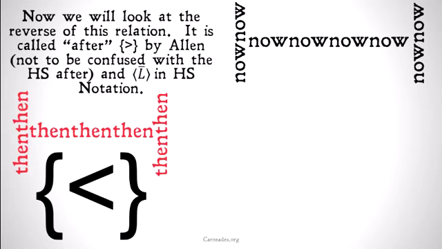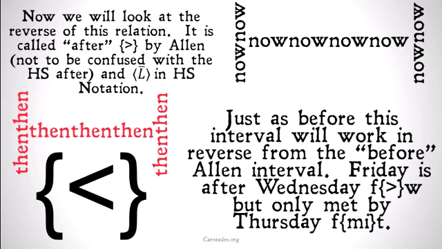Now, just as we had the reverse of after, we are going to have the reverse of that relation. This is actually going to be called after by Allen relations, not to be confused with the after that we looked at previously in HS notation. This is the problem with having 13 different relations and having to come up with different names for all of them. And L, or later in HS notation, but now we have an L with a line over the top of it. Just as before, this interval will work in reverse from the before Allen relation.